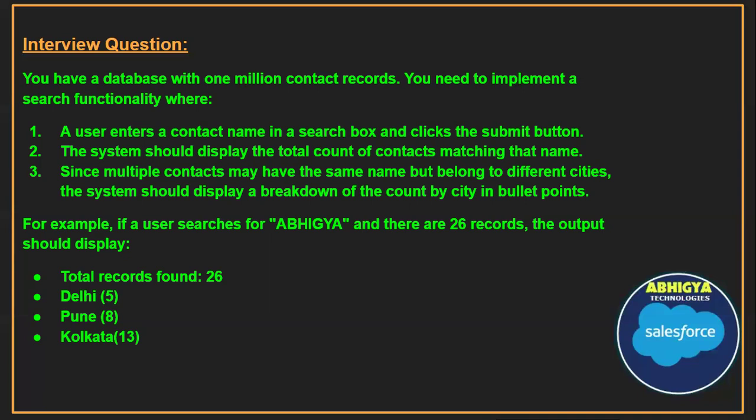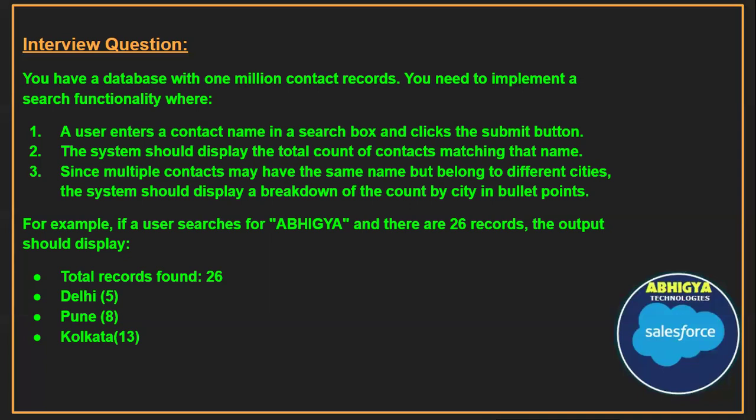Then we have to display the total count of the contacts that match the name. So how many records are matched with that name? For example, I enter Abhiram and click on the submit button. It matches like 150 records or 200 records here. So that is the total count of the records.